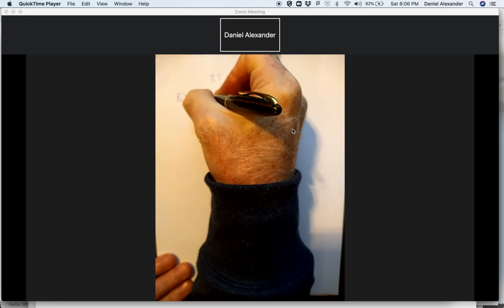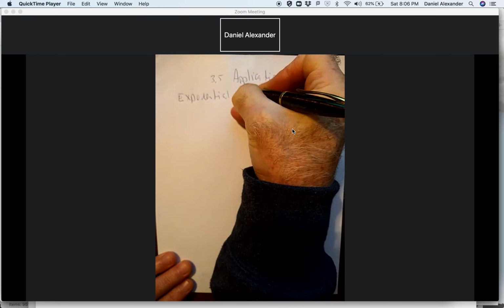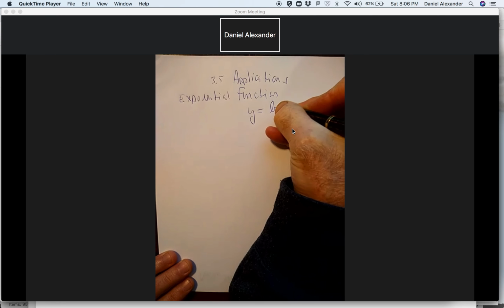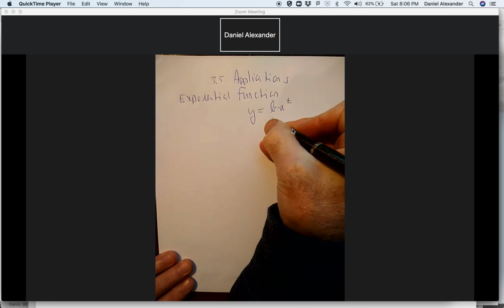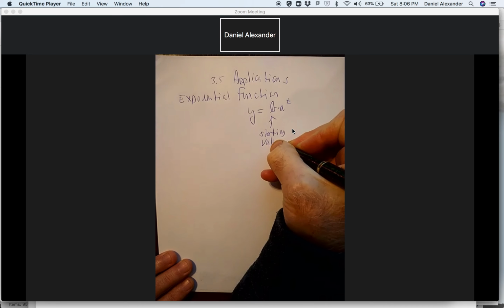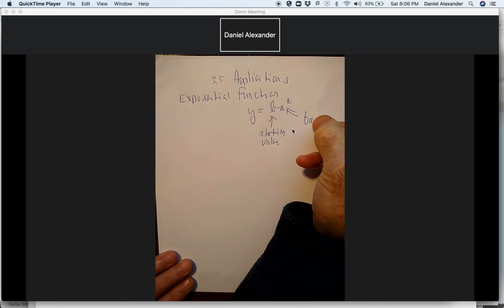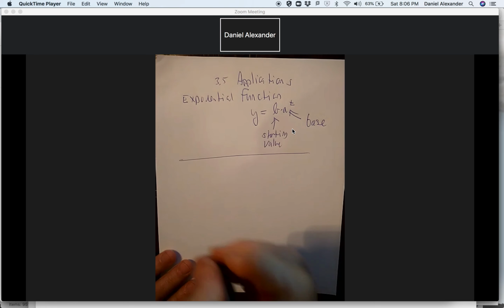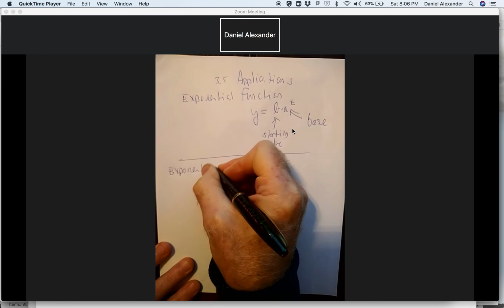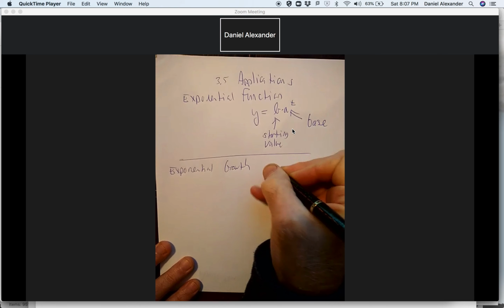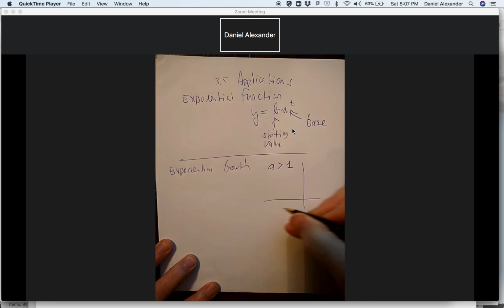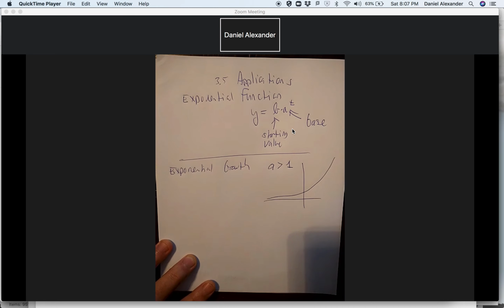If you remember, an exponential function is of the form y equals b a to the t. b is going to be the starting value, and a is going to be the base. So there's two things. We have exponential growth if a is greater than 1, and the graph will look like this. It'll grow, so it'll be that familiar exponential curve. It'll go up like that.